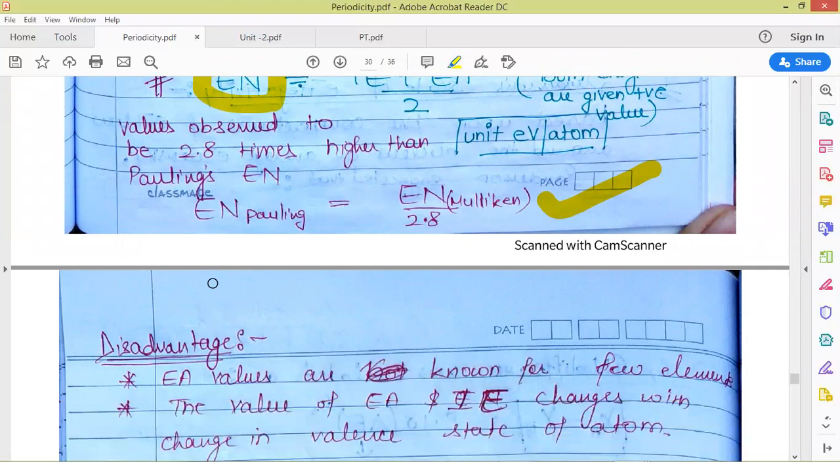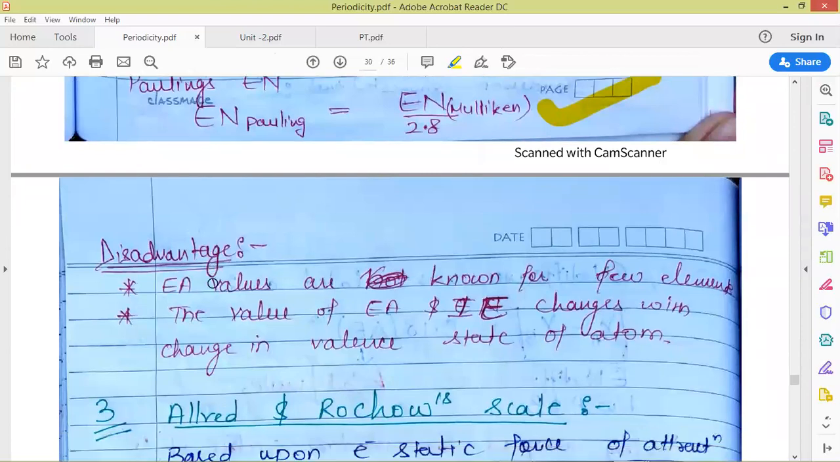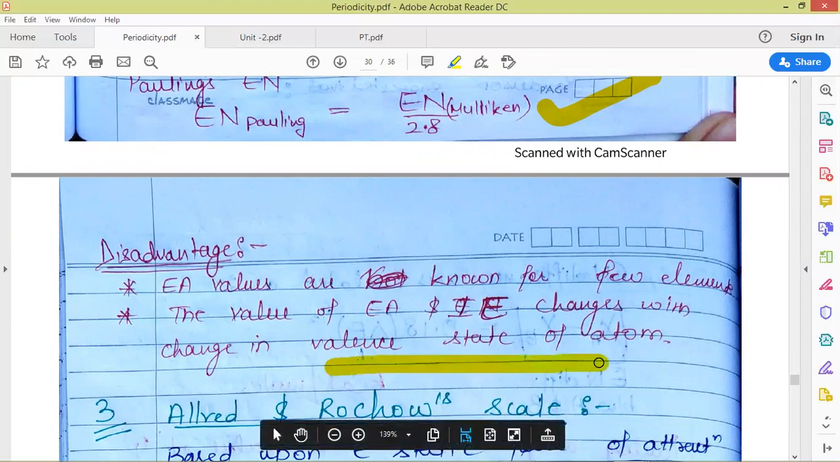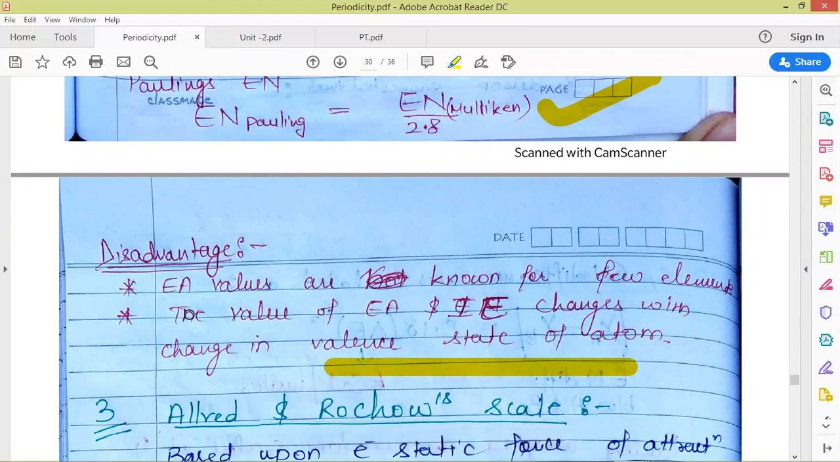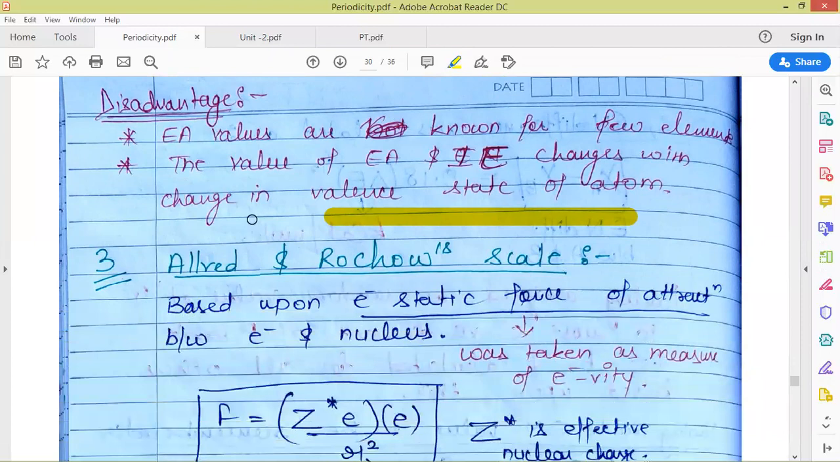So the Millikan concept also had some disadvantages, that is, electron affinity values are not known for many of the elements. These are known for very few elements. That was the limitation of the Millikan concept. Also, the values of electron affinity and ionization energy change with change in the valence state of the atom. This we have already seen, that with change in valency, electron affinity and ionization energy change. So that will drastically affect our electronegativity. These were the disadvantages of the Millikan concept.